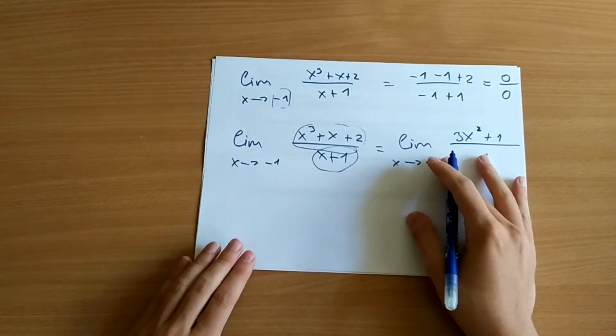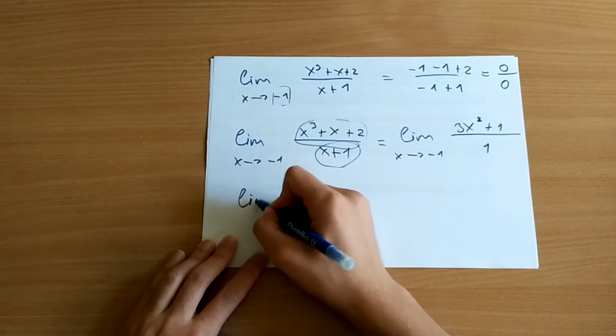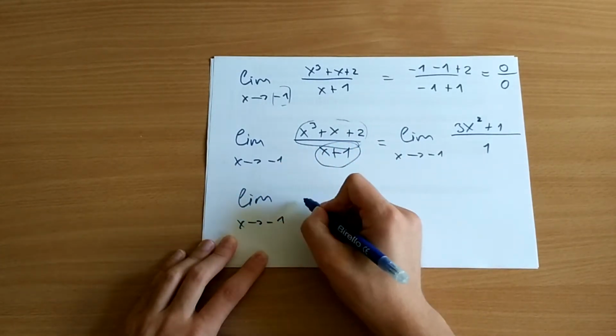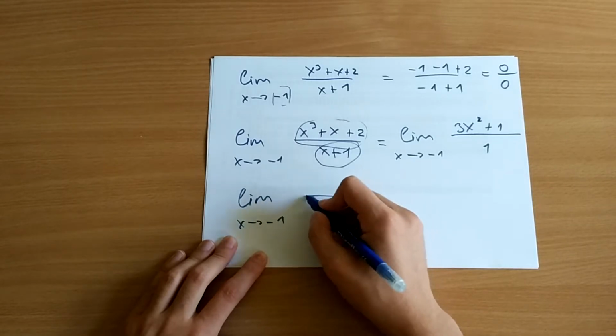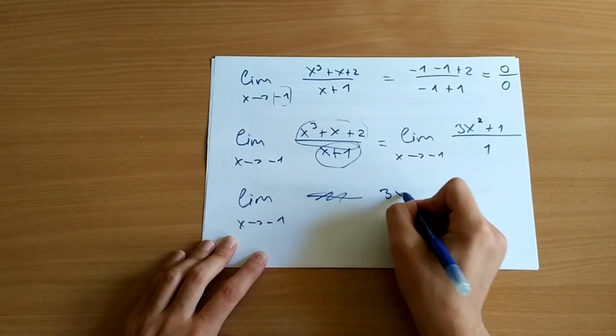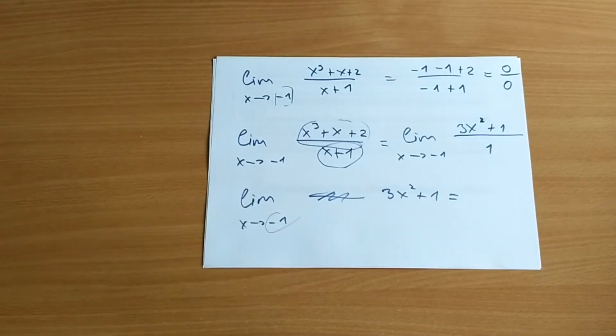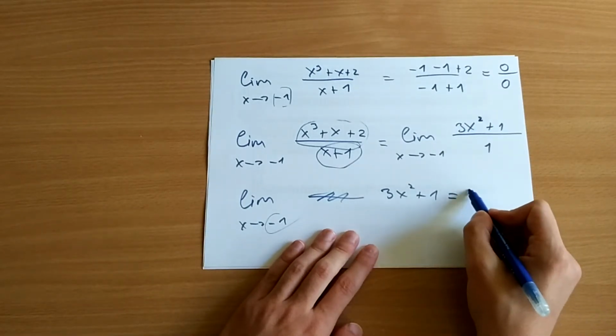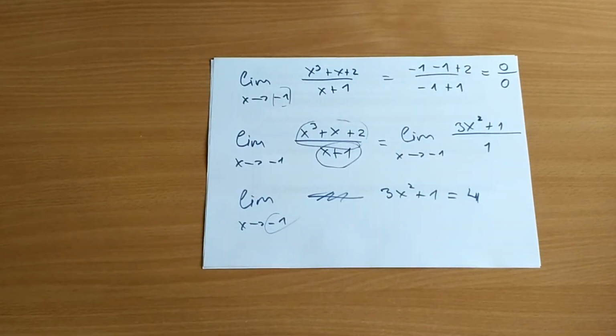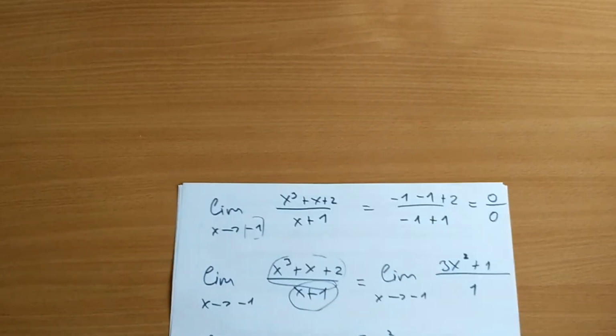So basically the limit as x approaches -1 is 3x squared plus 1. And if we find the final result, we will get that it's equal to 4. Let's solve another example. In the following videos we're going to solve some problems using L'Hopital's rule.